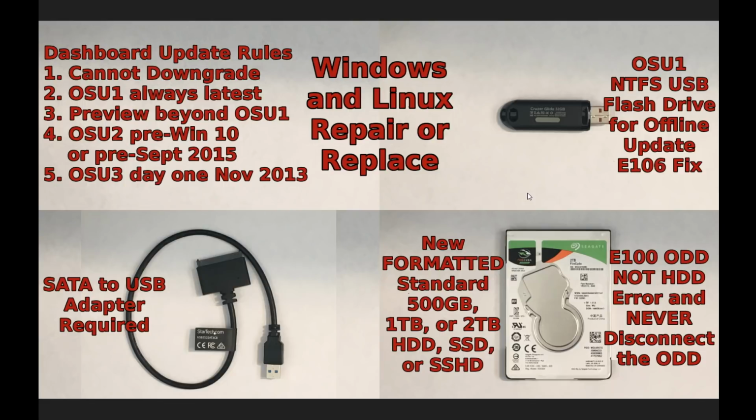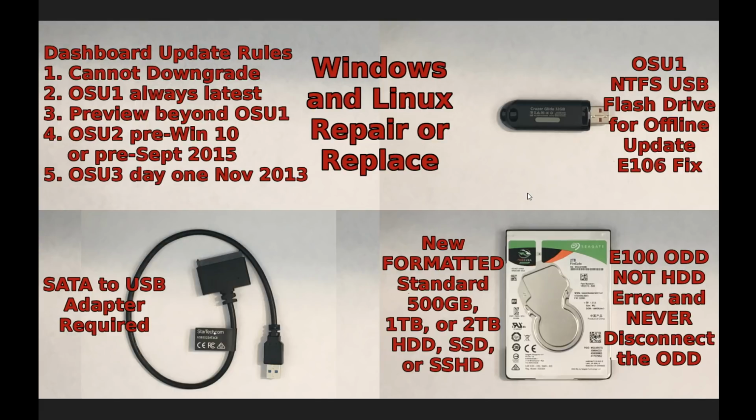Now, in terms of the hardware you'll need for a Windows and Linux repair or replace, you'll need a flash drive to put OSU1 on, and it needs to be an NTFS formatted USB flash drive. And that's to do the offline update. So basically you copy the system update folder contained in the OSU1.zip to the root of your flash drive. And this is to fix the E106 error you're going to get when you first format a new drive. And again, I'll show you that in a future video.